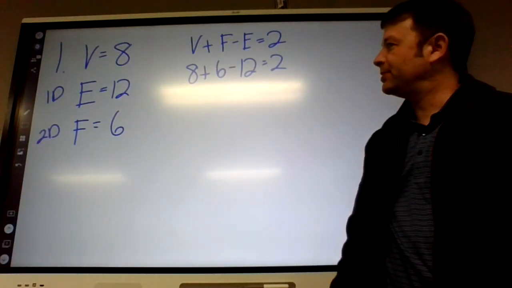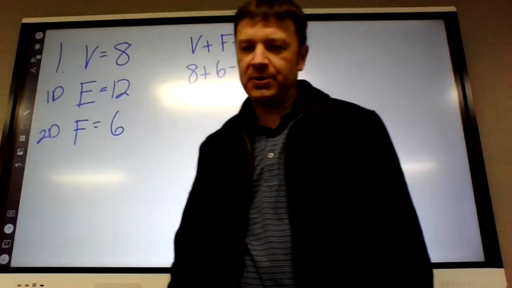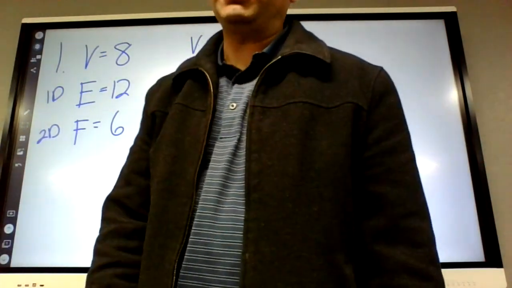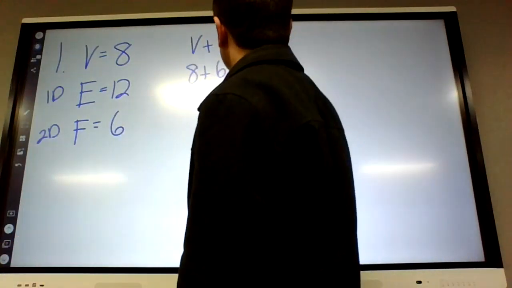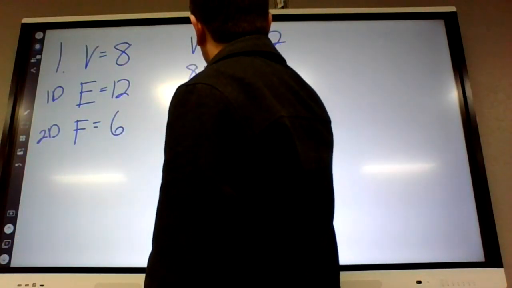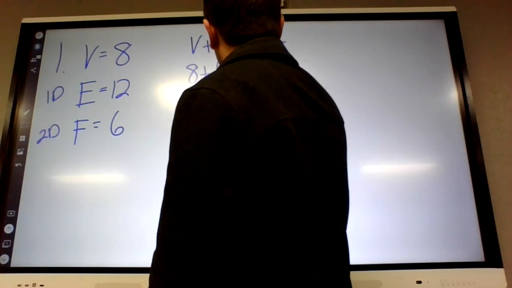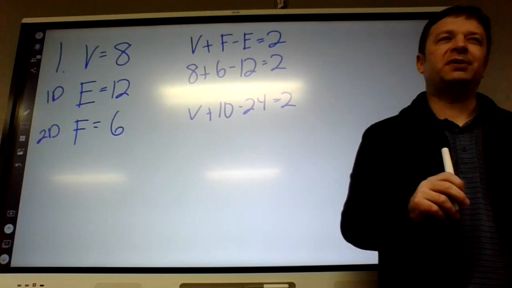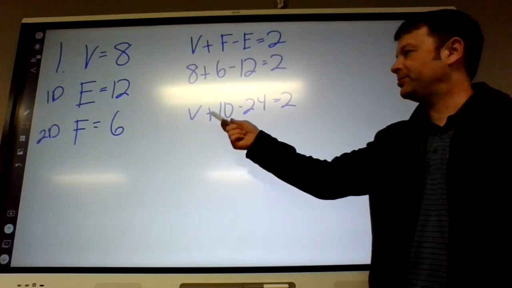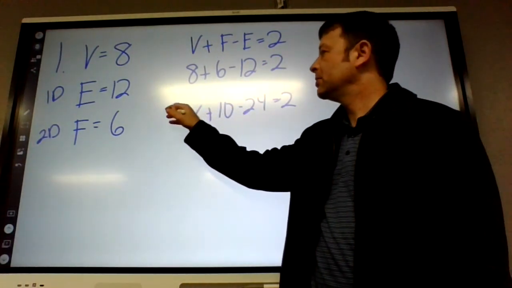So on number 2, it says a convex polyhedron has 10 faces and 24 edges. So you put 10 and 24 right there. And then they want you to find out how many vertices it has, so you have to do a little bit of algebra. This is for number 2.